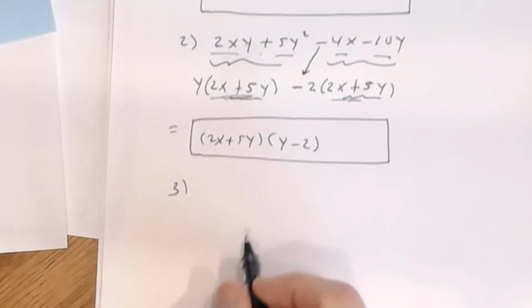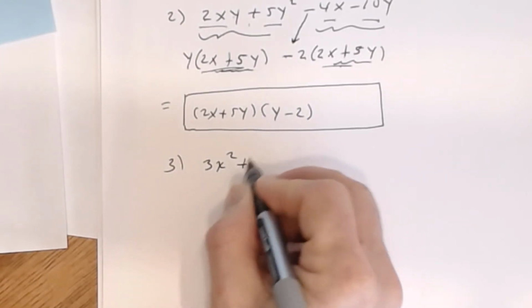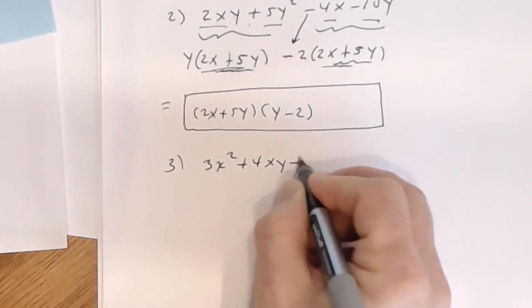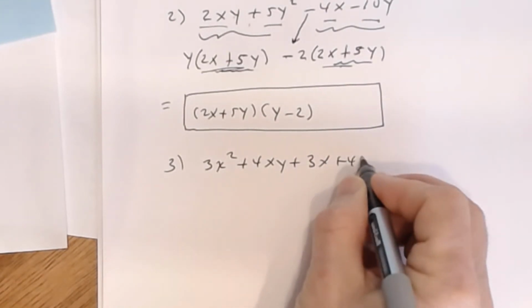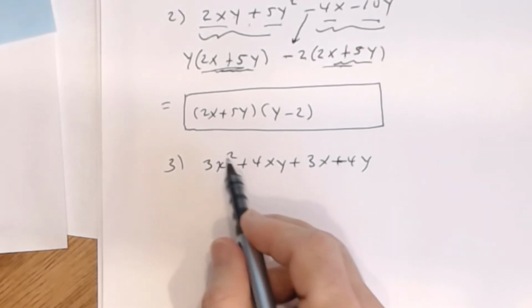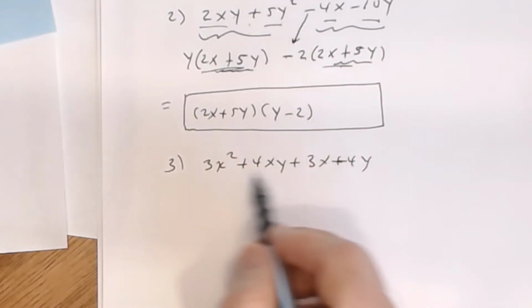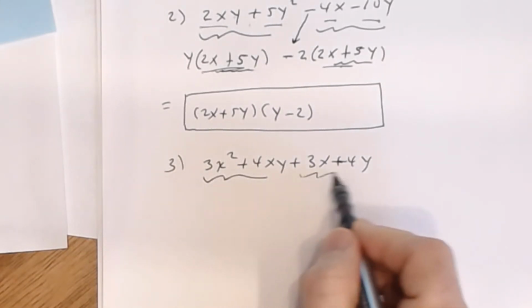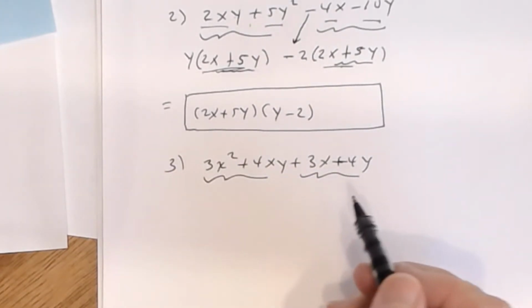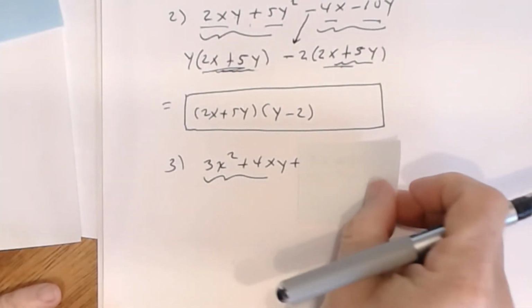Okay, let's look at one more on factor by grouping. Let's suppose you had this one. 3x squared plus 4xy plus 3x plus 4y. All right, so four terms, 1, 2, 3, 4. We're going to group the first two and the last two. That's the way you're going to approach it. Group the first two, last two, factor by grouping. Cover this up if you have to.